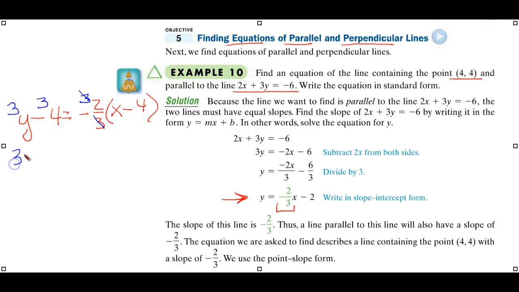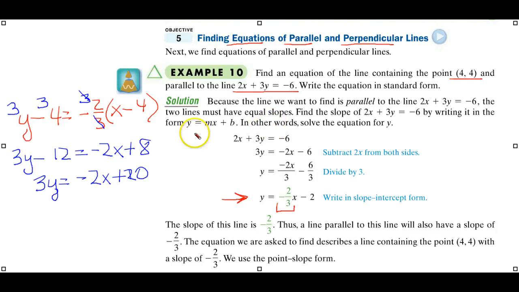So now we get 3y minus 12 equals a negative 2 times x, a negative 2x. A negative 2 times a negative 4 is a positive 8. So we then get 3y equals, we're going to transpose this on this side, a negative 2x. This becomes a positive 12, so plus 20.